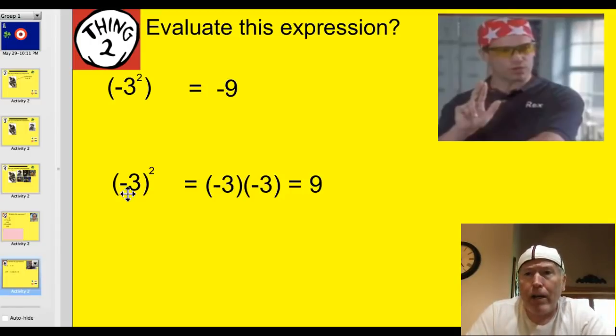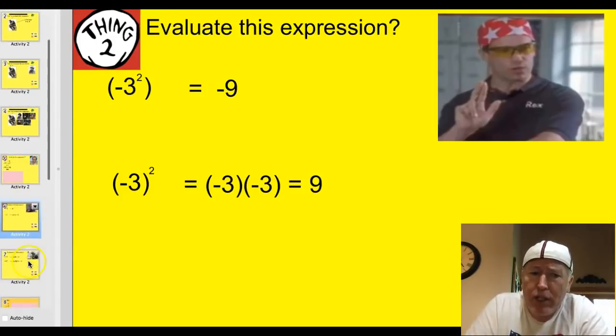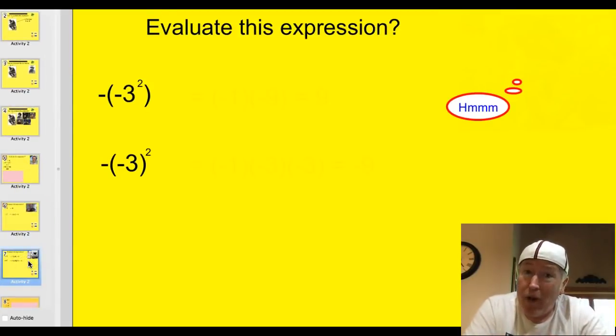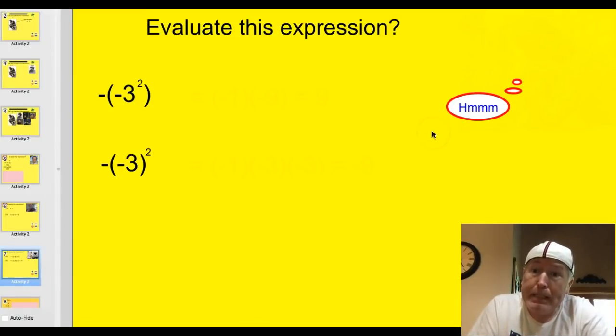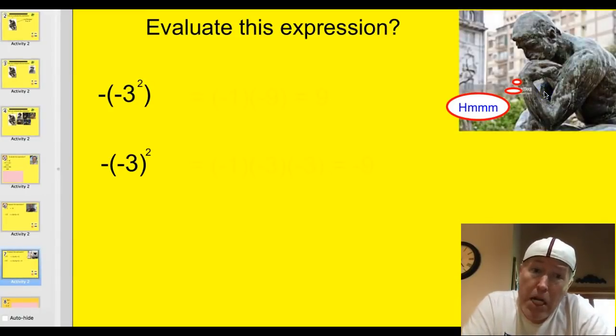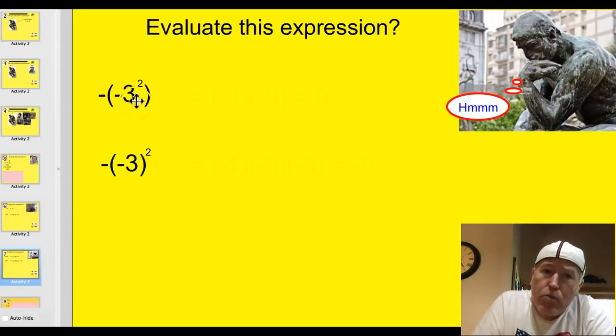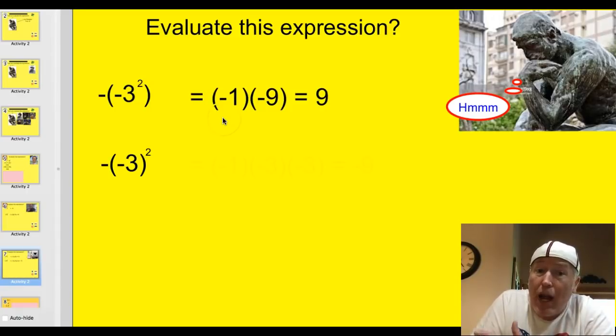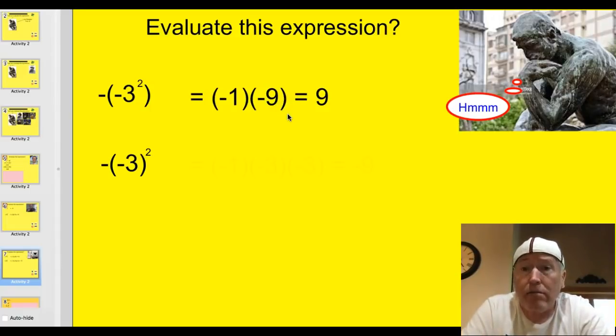I'll give you a couple other things to think about. How about this one now then? Le Penseur is back. Let's think about this. This is negative 9, right? And this is really like a negative 1 times everything that's in here. So this can be written as a negative 1 times a negative 9. That's a negative times a negative, so that's a positive 9.